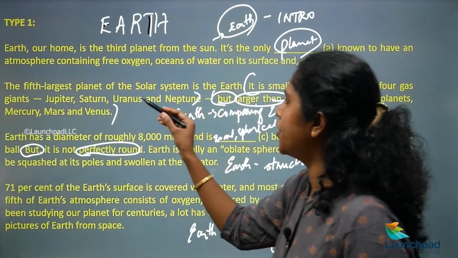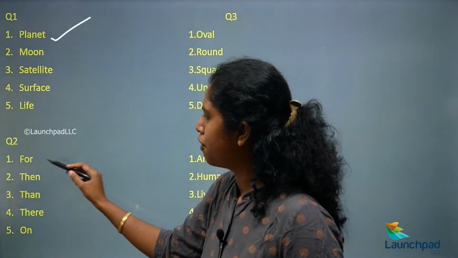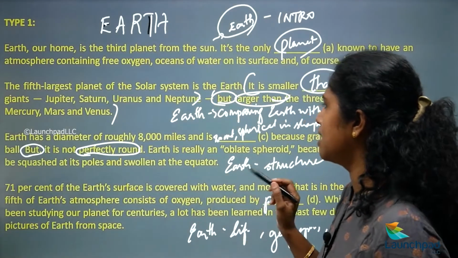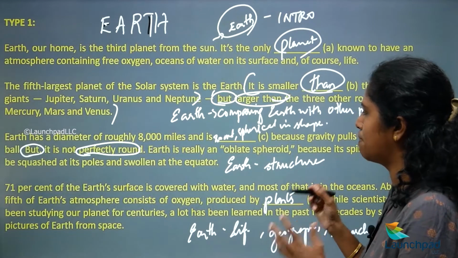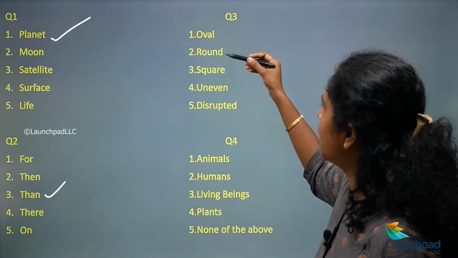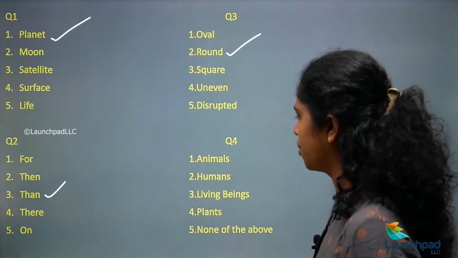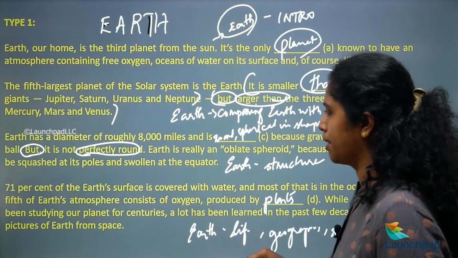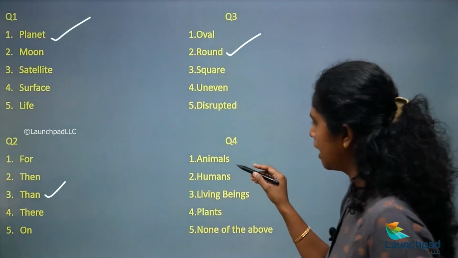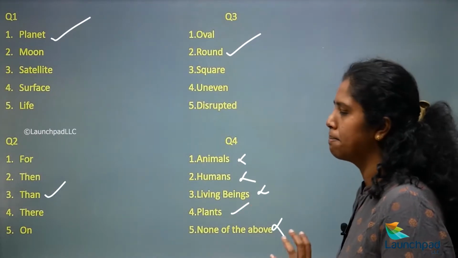Question 2. The 5th largest planet of the solar system is the Earth. It is smaller than. Do you have than, for, then, than? Yes, your option is right, than. Next, Earth has a diameter of roughly 8,000 miles and is round or spherical in shape. Let's look at that particular word: oval, round, square, uneven, disrupted. You don't have sphere, but you have round. Next, what's the last one? Oxygen produced by plants. Do you have plants? Animals, humans, living beings, plants. Yes, your option 4, plants, is the right answer.